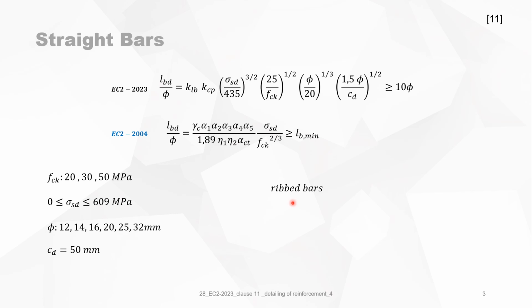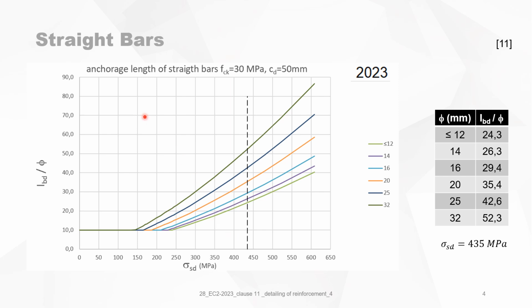We will make an investigation for ribbed bars only in good bond conditions in the ultimate limit state persistent, and there is no confinement or transverse reinforcement. It's just plain anchorage of straight bars.